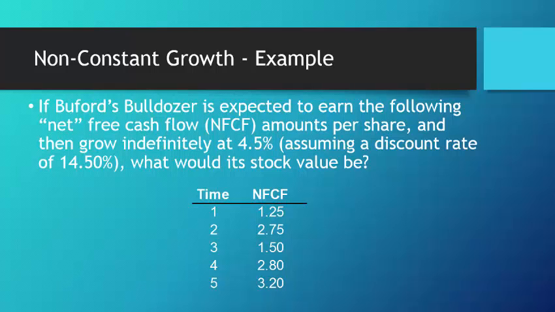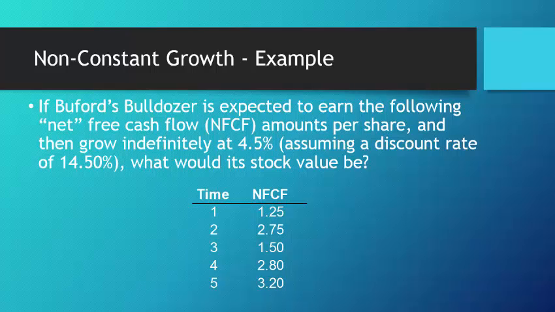I'm looking at this little table that was at the bottom of this example where we had Buford's bulldozer expected to earn all of these net free cash flows at the bottom. And then after that, we're assuming that those free cash flows will grow from year 5 at a rate of 4.5% per year forever. Why? Because we have to make some assumption. Otherwise, we'd be doing an infinite number of things out there, and it's just not going to happen because we'd be doing it, well, forever and get very little out of it. So we make a simplifying assumption at the tail end, and then we figure out what the discount rate is.